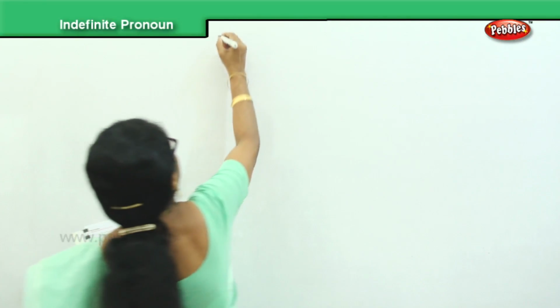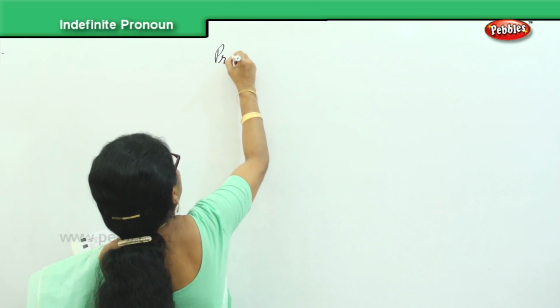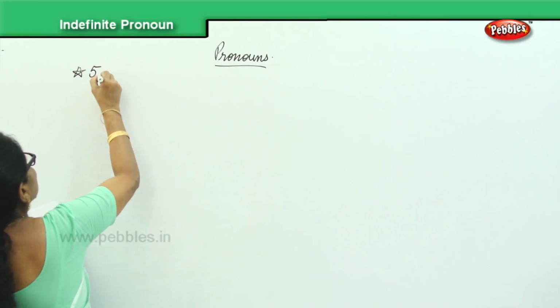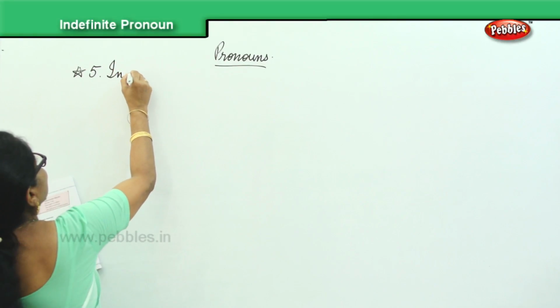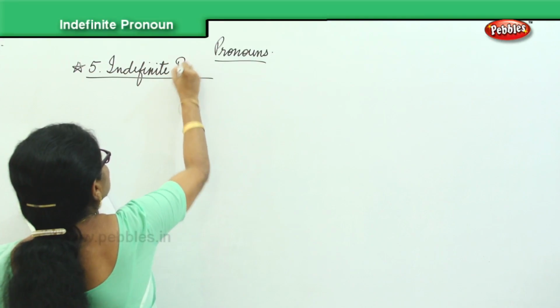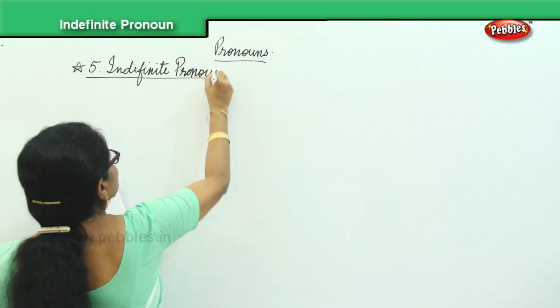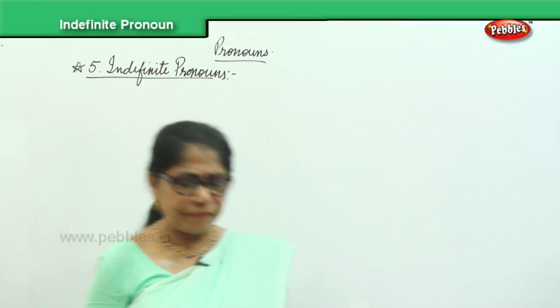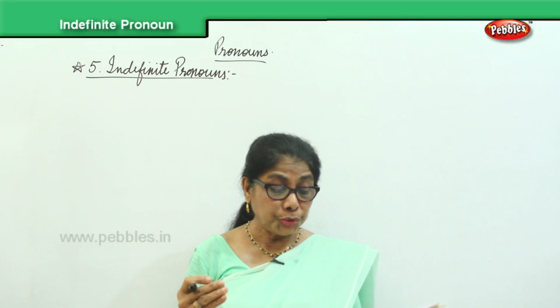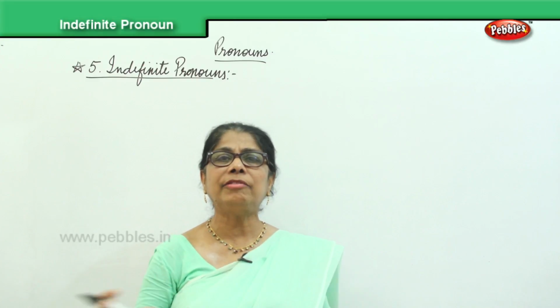Having learned to identify the demonstrative pronoun, we go to the fifth part, that is the indefinite pronoun. That's the fifth one. Indefinite pronouns. That's what we are going to learn. What is an indefinite pronoun? An indefinite pronoun is that which refers to persons or things in a general way.